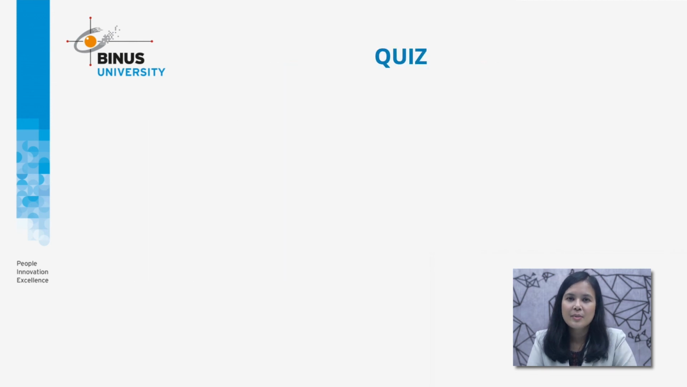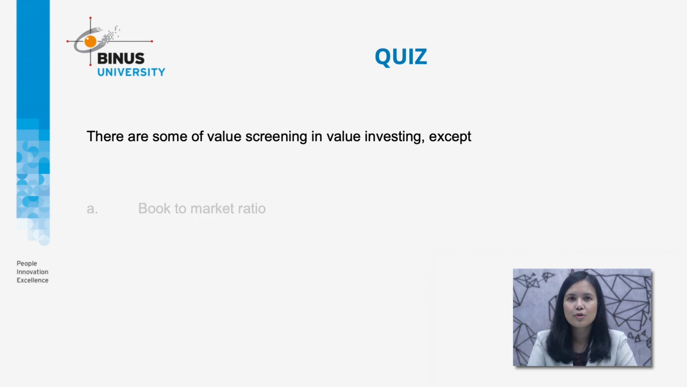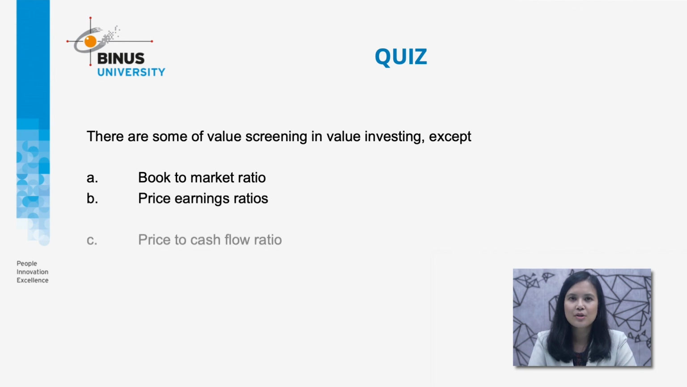Let's have a quiz for this material. Which of these is a value screening criterion in value investing, except: A. Book to market ratio, B. Price earnings ratios, C. Price to cash flow ratios, D. Bond ratio.